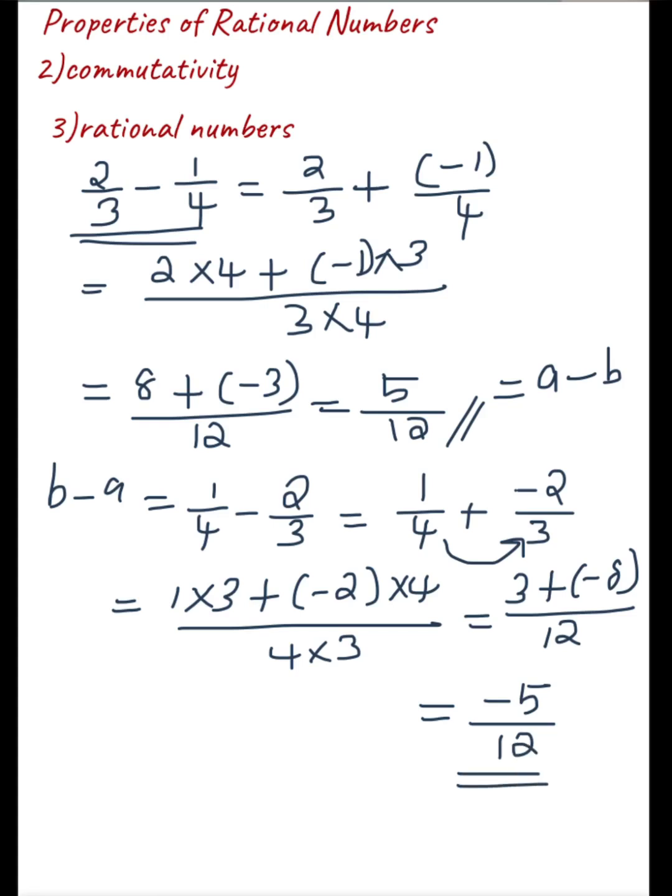Okay, but here in A minus B it was 5 by 12, and here in B minus A it's minus 5 by 12. So you can say A minus B is not equal to B minus A. Okay, A minus B is not equal to B minus A. That means subtraction is not commutative for rational numbers. Okay, let's see by taking more examples.